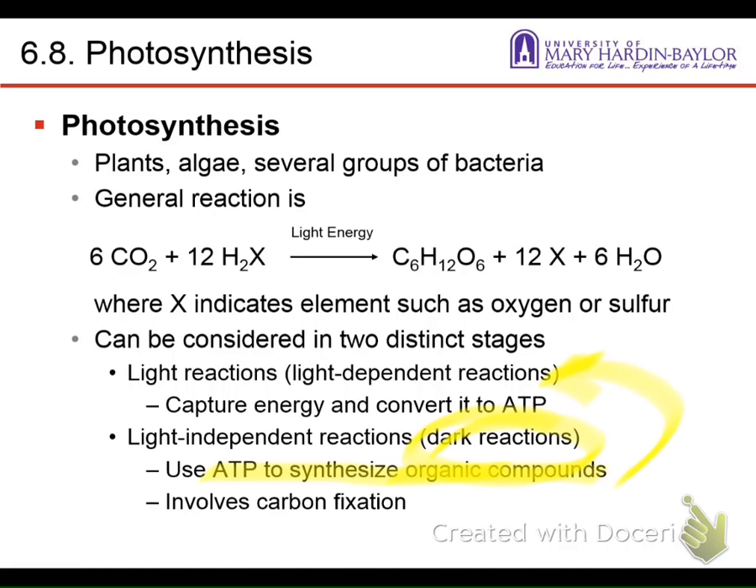Those reactions will continue. If you put the plant under a light, they'll do the light reactions. They might be doing some dark reactions or light-independent reactions. But if you put them in the dark, those light reactions will immediately stop. The light-dependent reactions will stop, and at that point only the dark reactions can occur. So the light-independent reactions, or the dark reactions, are when carbon fixation happens.